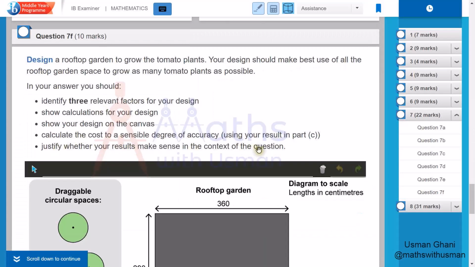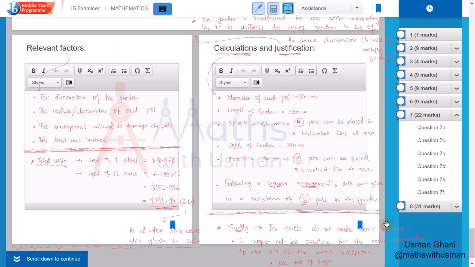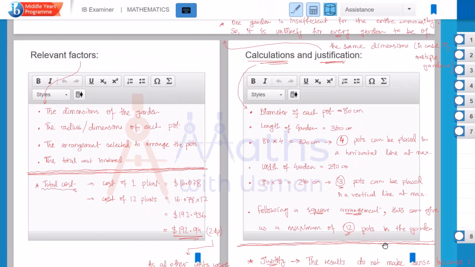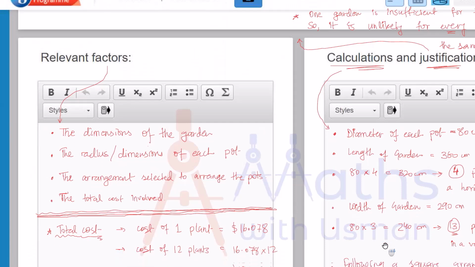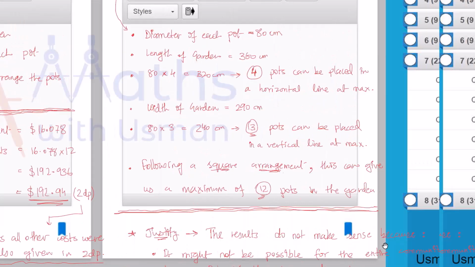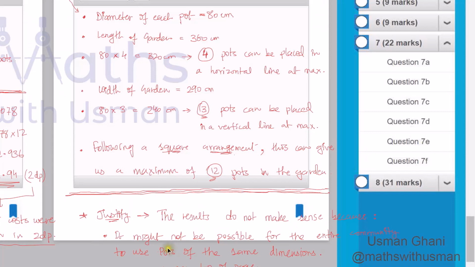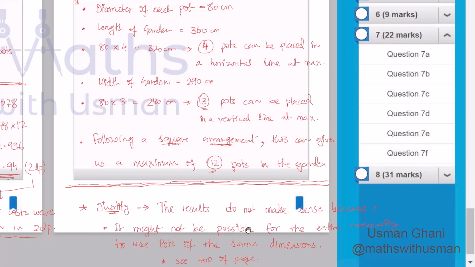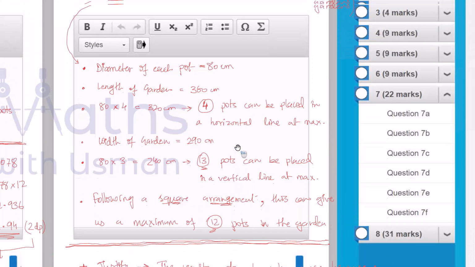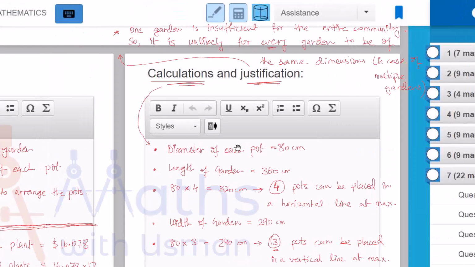Okay, justify whether your results make sense. This is just a common way of saying justify the degree of accuracy. You can say that the results make sense, I've done everything right, and so on. You can say all of that, but I have chosen the contrary approach. The results do not make sense because it might not be possible for the entire community to use pots of the same dimensions. If you're actually using one rooftop garden for the entire community, that might be insufficient.